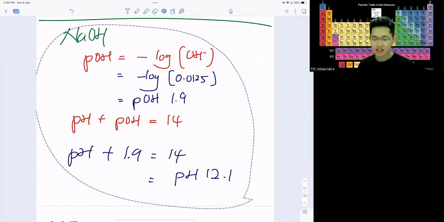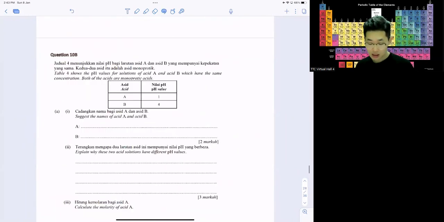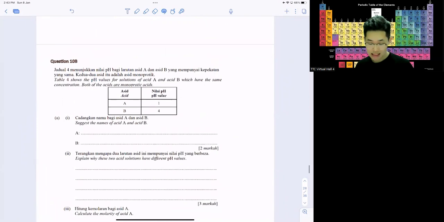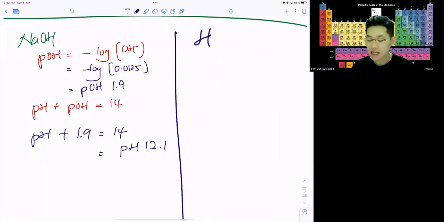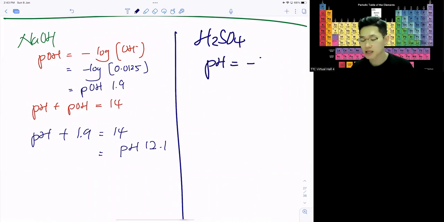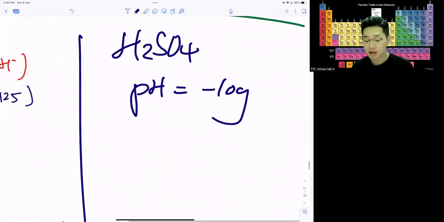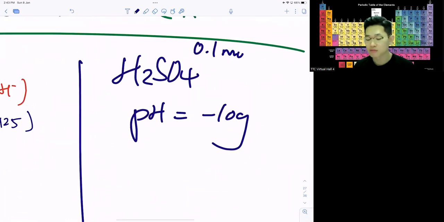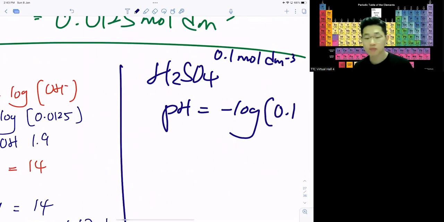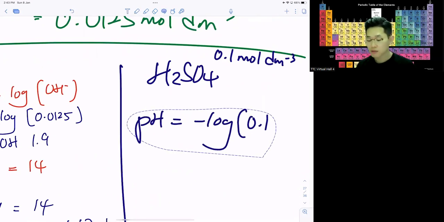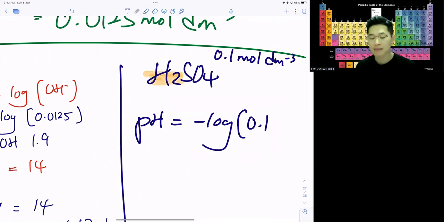Okay, let me mention another example. Let's say it is H2SO4. When you want to find the pH, when you sub the number, let's say it is 0.1 mole per dm cube concentration, you don't just sub 0.1 for H2SO4, because the concentration of hydrogen ion got double, so this one you have to times 2.